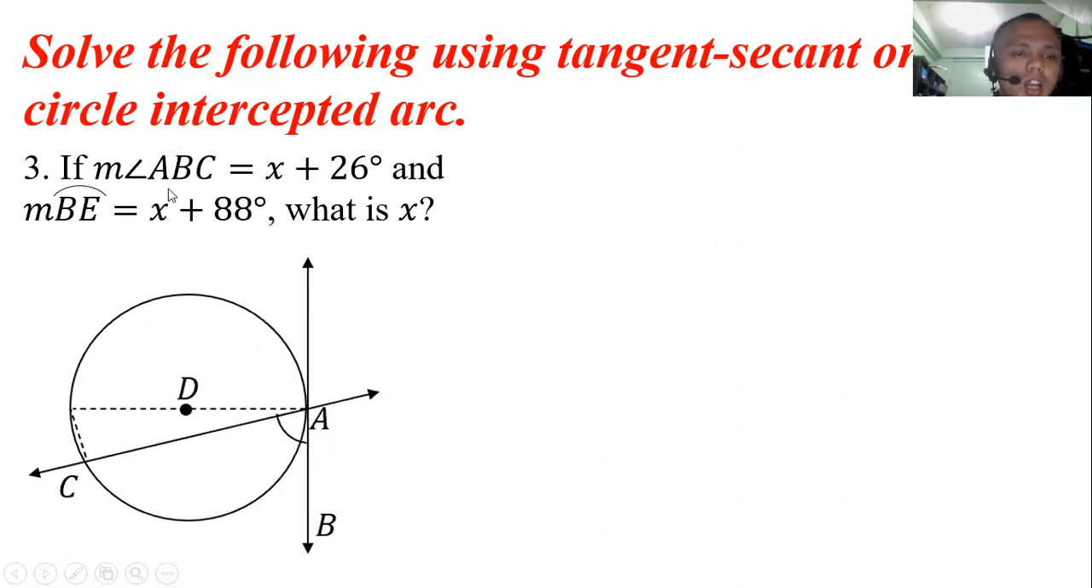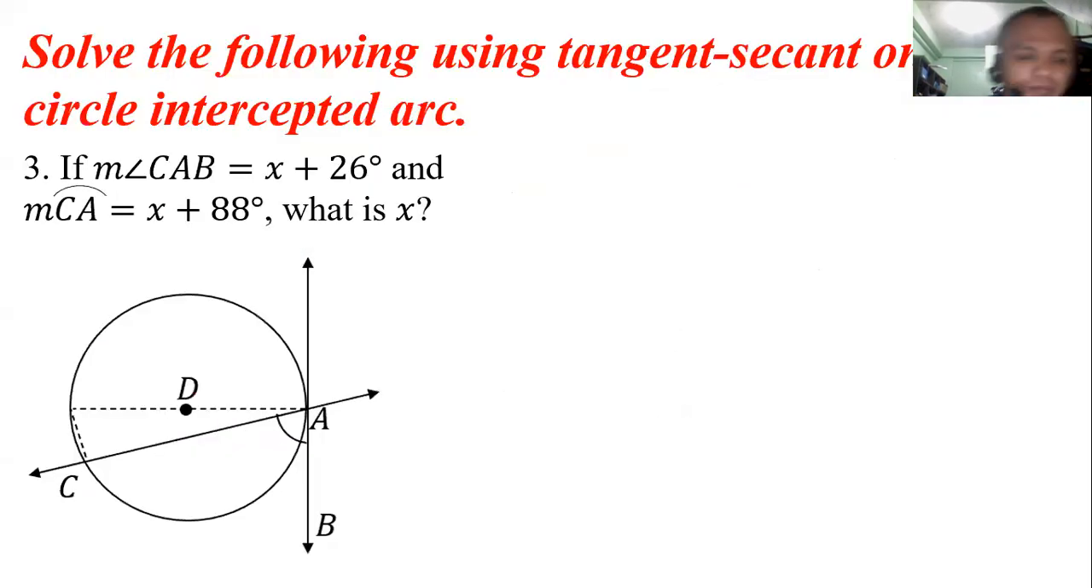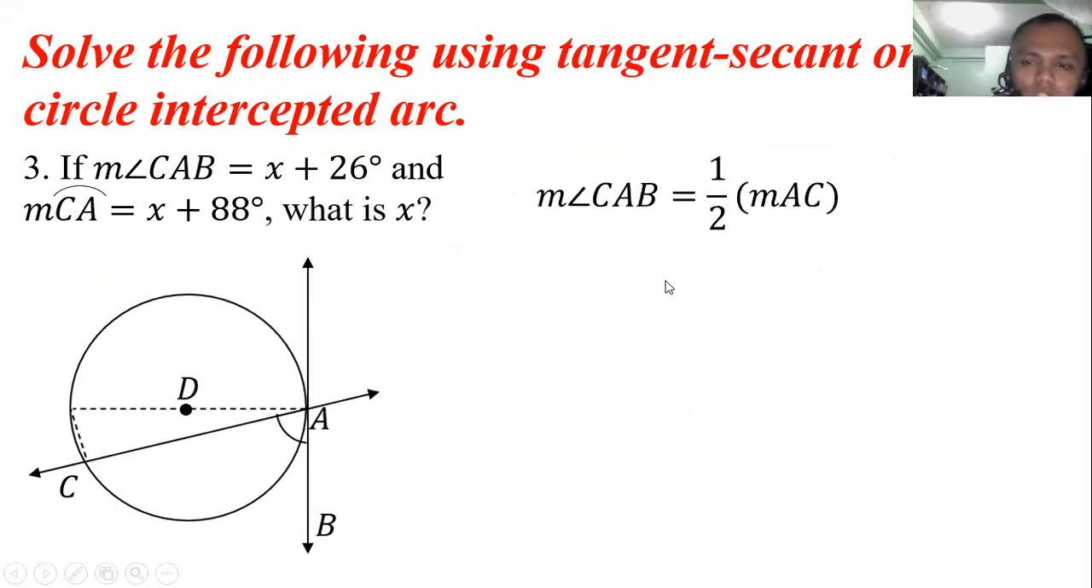Next, the labels in this figure are reversed, so let me rewrite them. It should be CAB, and this one should be CA. Now, if the measure of angle CAB is x plus 26 and the measure of arc CA is x plus 88, what is x? Here again, we can use this formula.